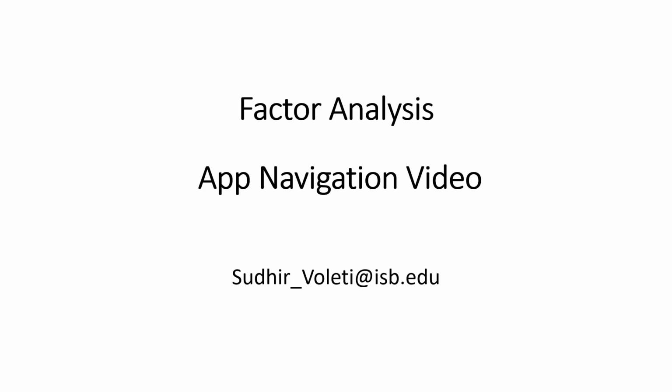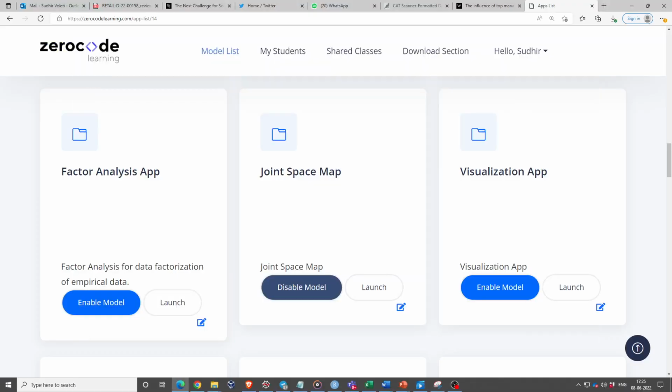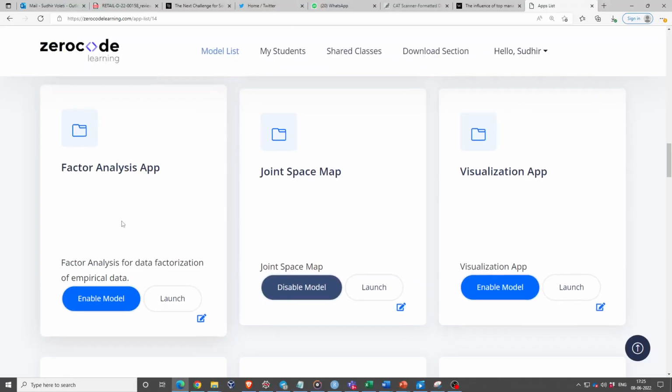Sudhir here, and let's get to the navigation video for the factor analysis app. First log into zerocode learning using your given credentials and launch the factor analysis app. This is your zerocode learning site. I have logged in, and in the list of apps that are there, you will find the factor analysis app. Launch it. It should launch like this.